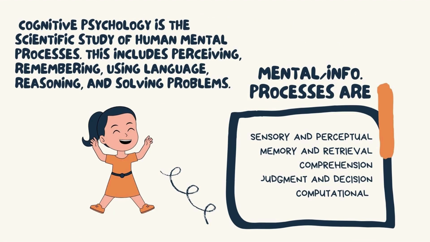A little bit more you can write, like cognitive psychology is the scientific study of human mental processes. This includes perceiving, remembering, using language, reasoning and solving problems. I've written the same information with different words or vocabulary. You can add this point, this is very important. Mental or information processes are sensory and perceptual, memory and retrieval, comprehension, judgment and decision, computational. These are the 5 mental or information processes. Okay, so this will do for 3 marks. This is optional if you want to write this answer.